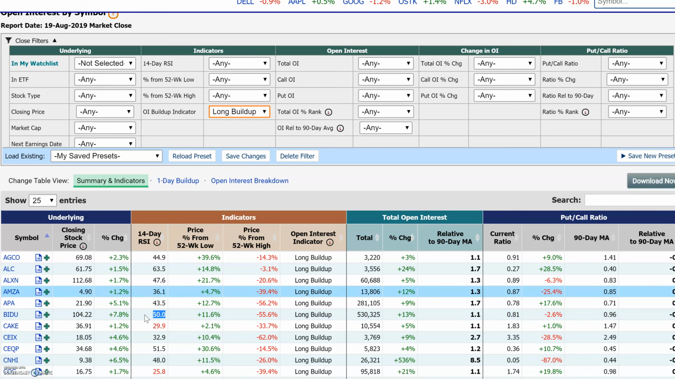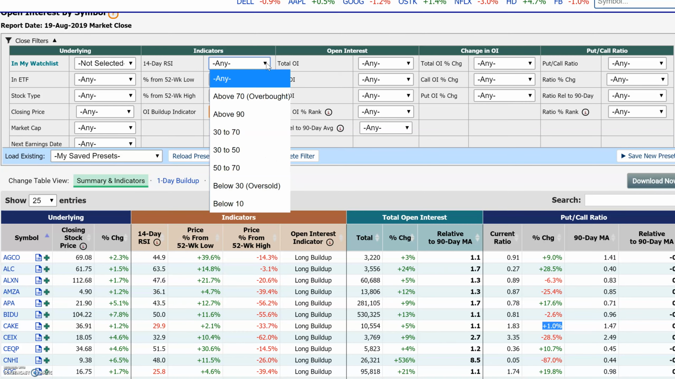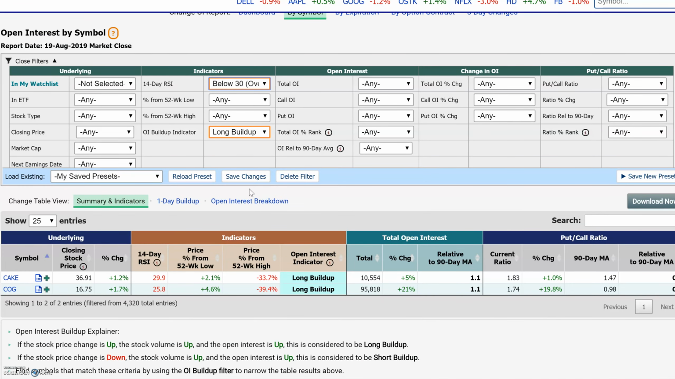But really quickly, you could use all these different filters, such as put-call ratio. How did the put-call ratio do? You have all these filters available to you to narrow down situations where something's overbought, oversold, long buildup, short buildup, and so forth. This way you could start the day and start analyzing the stocks from this point.